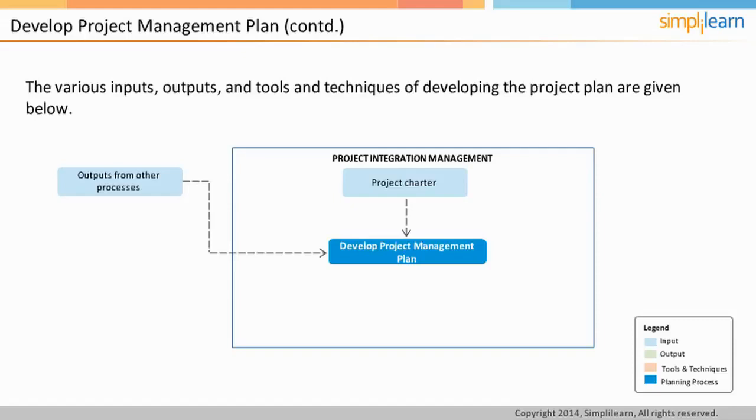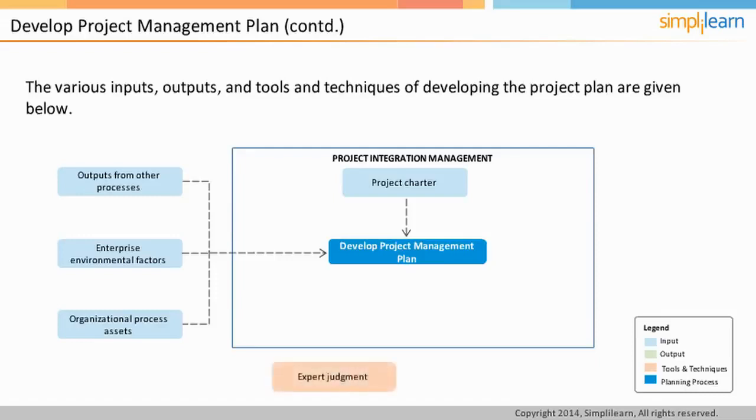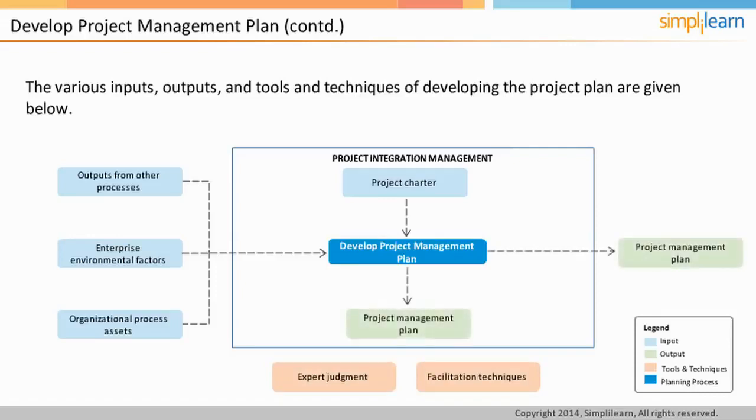In addition to these, enterprise environmental factors and organization process assets are also inputs to developing the project management plan. In fact, these two factors have more influence in developing project management plan than in developing project charter. It is recommended that you understand these inputs, outputs, and tools and techniques clearly, as most of these will be repeated in other processes as well. The two tools and techniques employed in this process are expert judgment and facilitation techniques. The very obvious output of this process is the project management plan. In the next screen, let us look at some of the key terms which are crucial in understanding these processes.